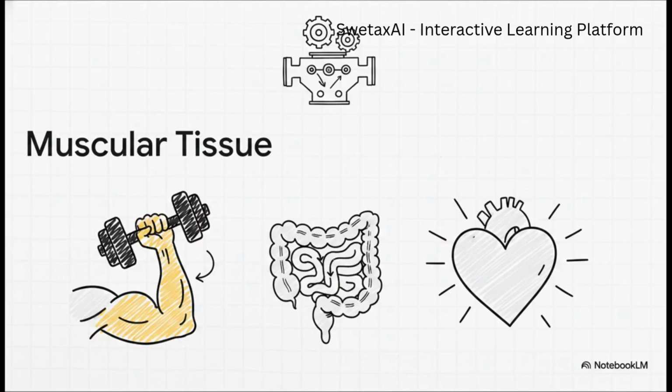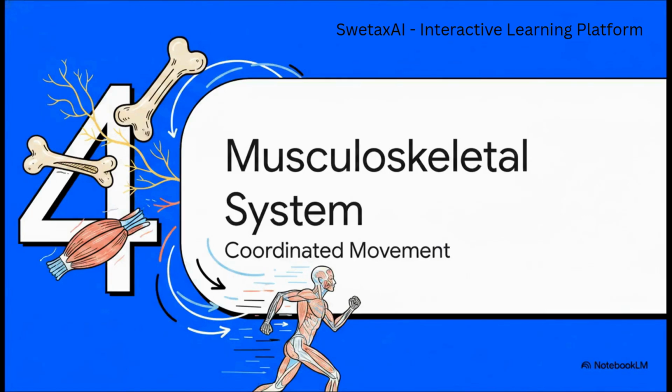And we have cardiac muscles. Amazingly, this specialized tissue in your heart beats around 100,000 times a day, continuously and rhythmically without ever getting tired, just to keep you alive. Now, what's really interesting about this next slide is section 4, the musculoskeletal system. Let's see how this all comes together.